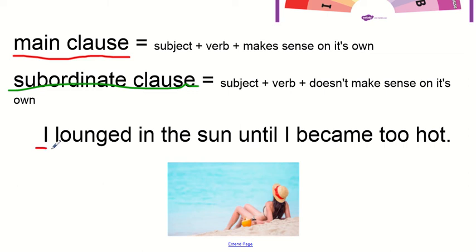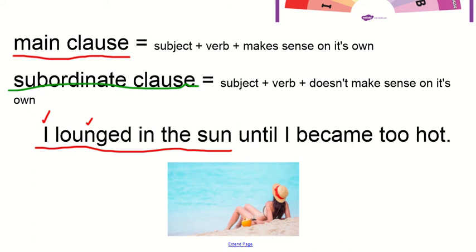Hopefully you thought that I lounged in the sun is the main clause. Well, how did you know? We've got our subject, I, and we've got our verb, lounged. And it makes sense on its own. If I was to put a full stop here, the sentence would still make sense. I lounged in the sun.